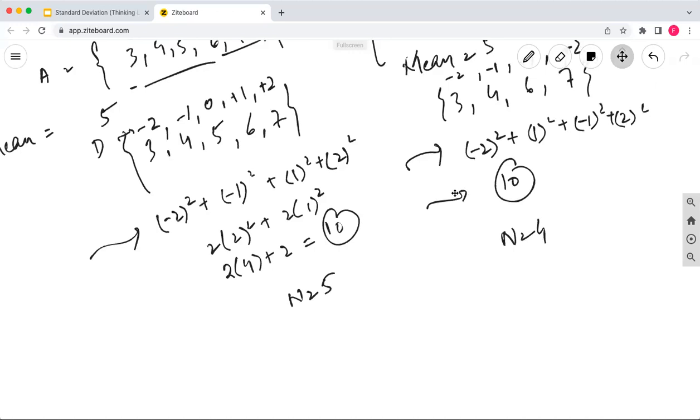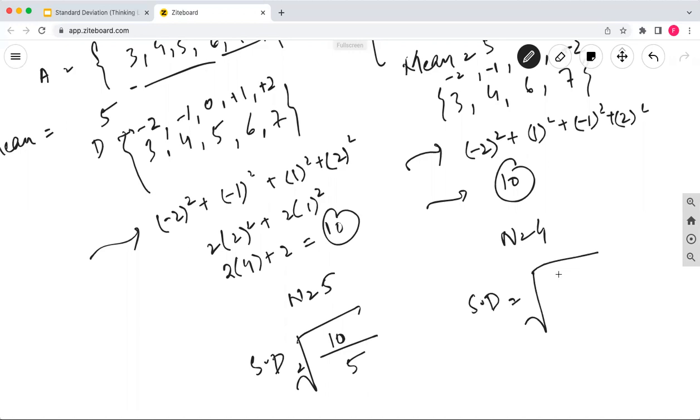Now, if you see the standard deviation formula, standard deviation is the square root of the sum of square deviation over the number of elements, which is 10 over 5. And in this case, it is 10 over 4. Now, which set has a greater standard deviation? Set B will have a greater standard deviation because the numerators of both are the same, but the denominator of set B is less. That's why the standard deviation of set B is greater.